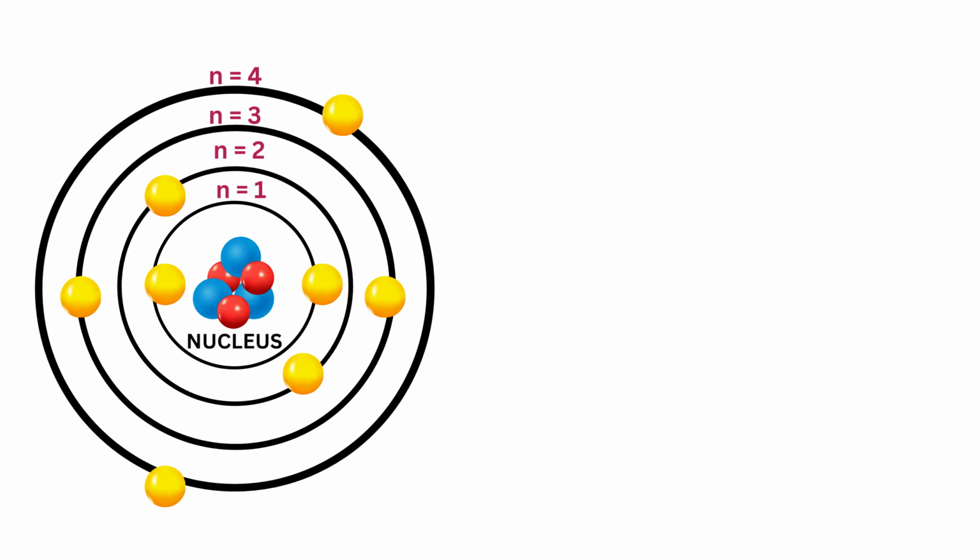Also remember that the first shell is called the K shell. The second shell is known as the L shell. The third shell is known as the M shell. And the fourth shell is known as the N shell.